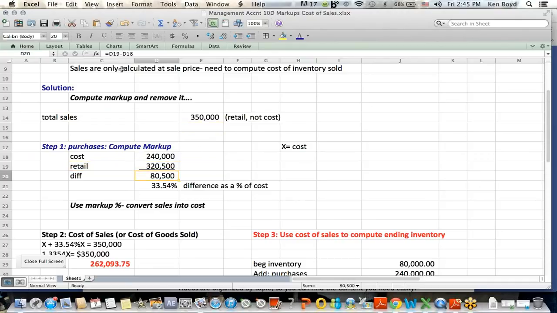So if I take retail in blue less cost in green, I get a markup in dollars of $80,500. If I look at that as a percentage of cost, blue divided by green, it's 33.54%, which means for every dollar of cost, I marked it up 33.54% or multiplied it by 1.3354 to get the retail value. So if I take 240, multiply it by 1.3354, I get $325,000. We're going to see that in a minute. That's step one, using the purchases to compute both a dollar markup and a markup as a percentage of cost.